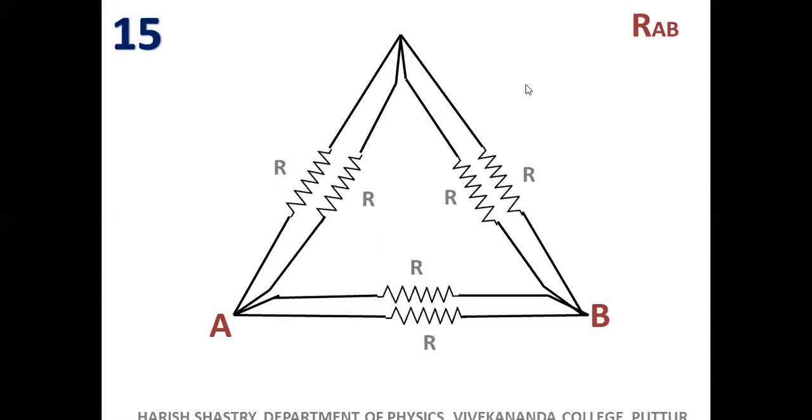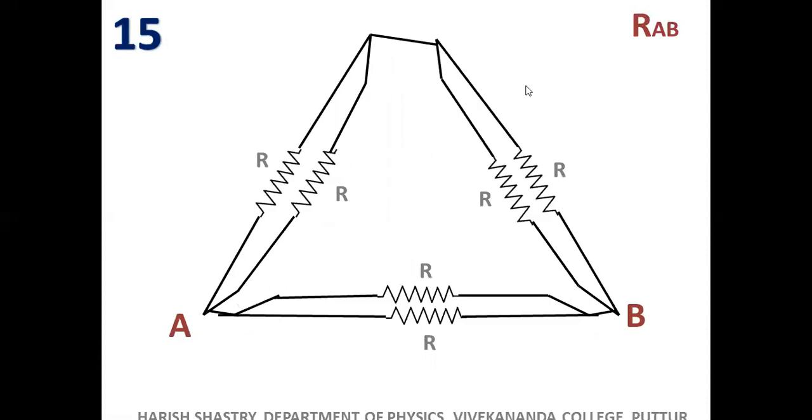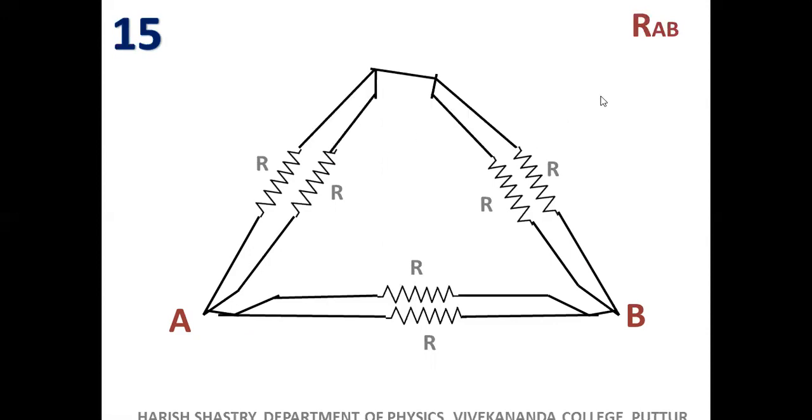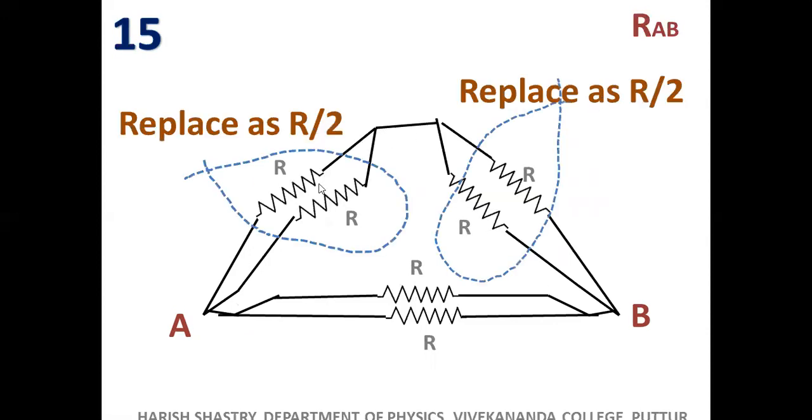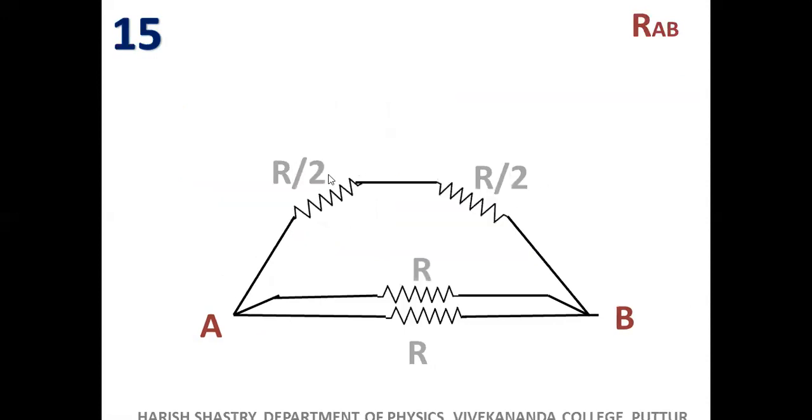We will separate it a little bit like this. When we separate it, it becomes very clear. So there is a connection here. This is parallel first and then series. So shall we replace it? Replace this by R by 2, this one by R by 2. So we have R by 2, R by 2.